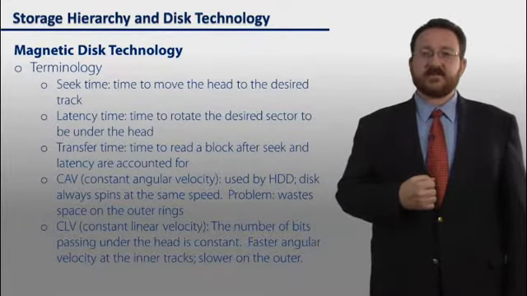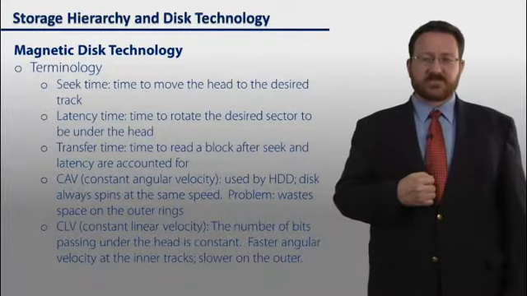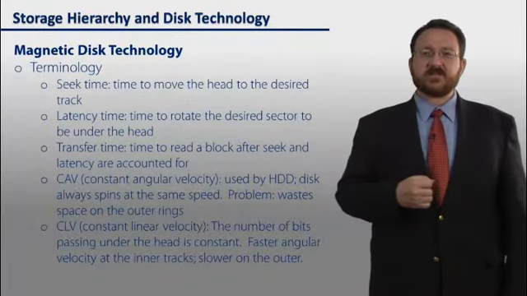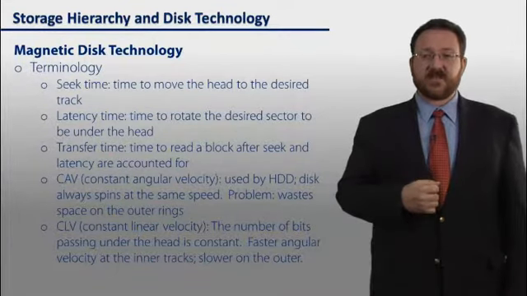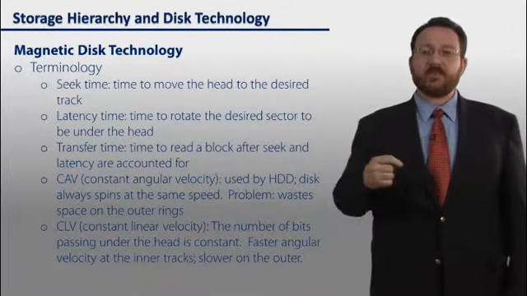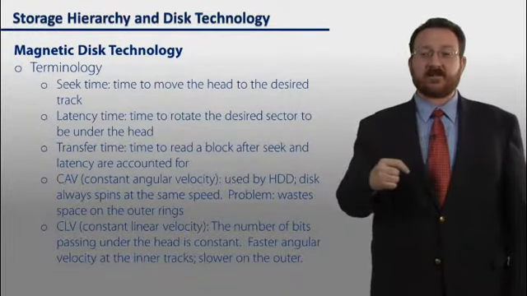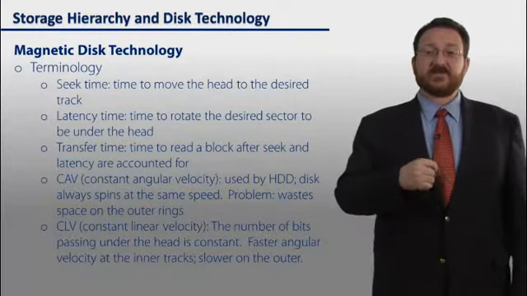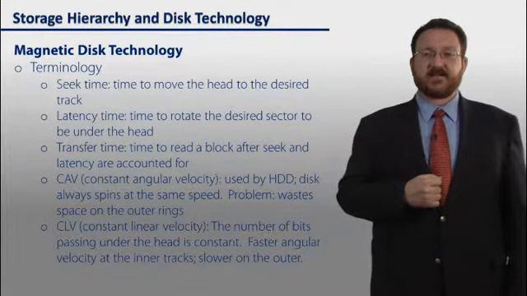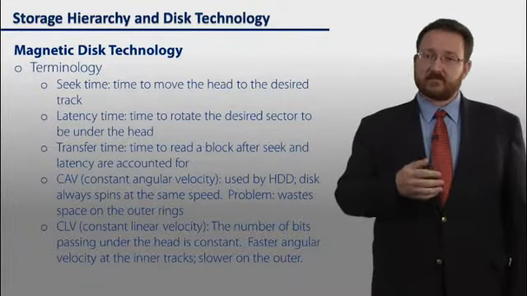There are 2 ways that the disk can be spun. There's what's called constant angular velocity, which is used by hard drives, in which the disk always spins at the same speed. Unfortunately, this wastes space on the outer rings. Constant linear velocity, on the other hand, encodes more bits at the outer rings and therefore has to spin slower out at that location. Toward the inner rings, it speeds up so that it can read the same number of bits per second. And so if you hear your optical disk spinning faster and slower, this is what it's doing.